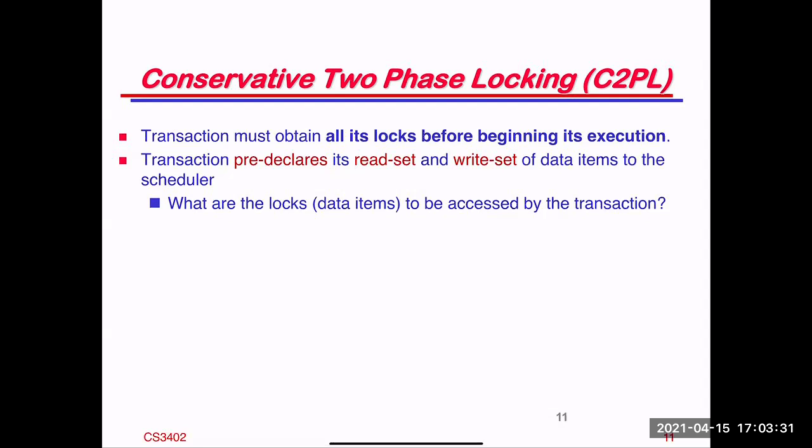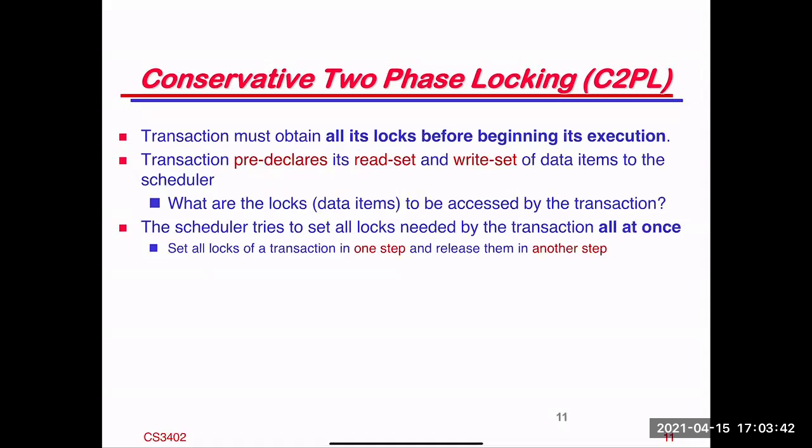So a transaction needs to know in advance which items it accesses, and then the scheduler will try to set all the locks to access these items by that transaction in one big step. And later on, as the transaction keeps computing, you can start releasing these locks.